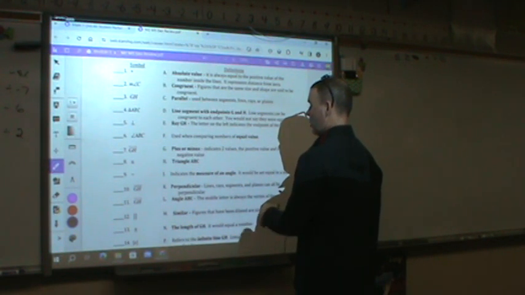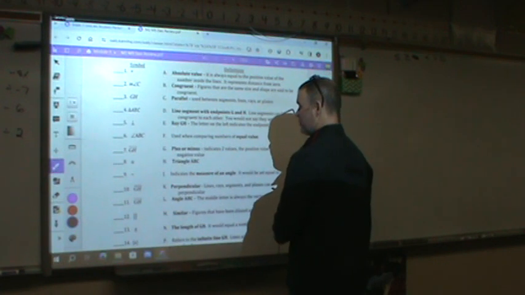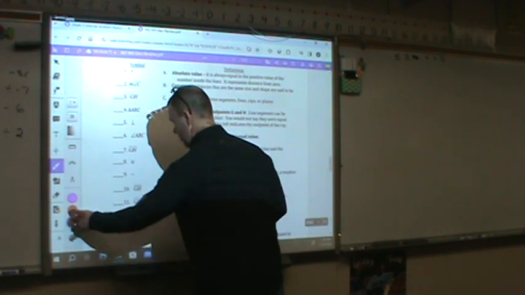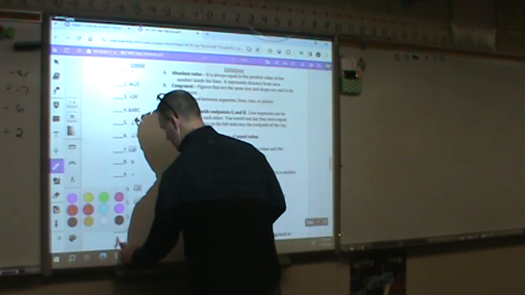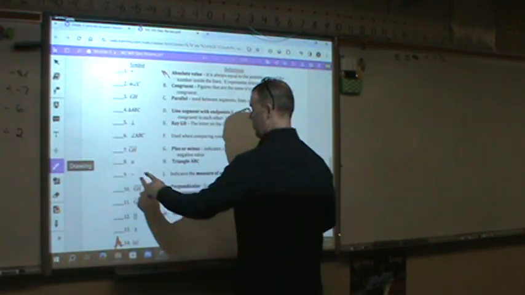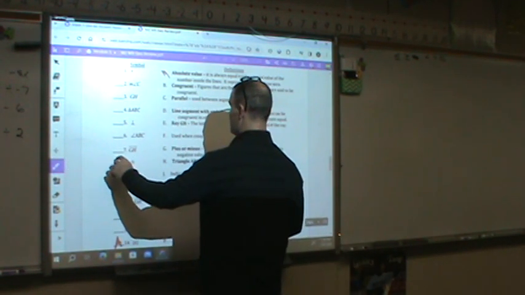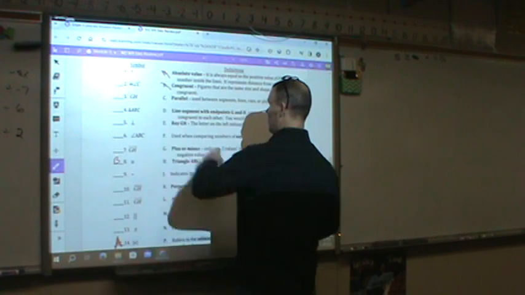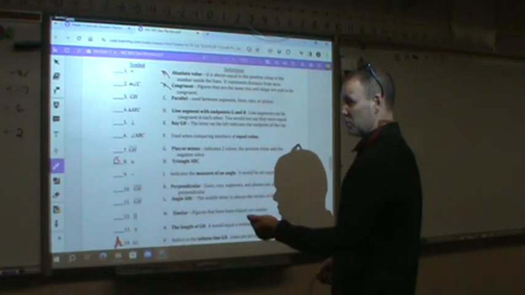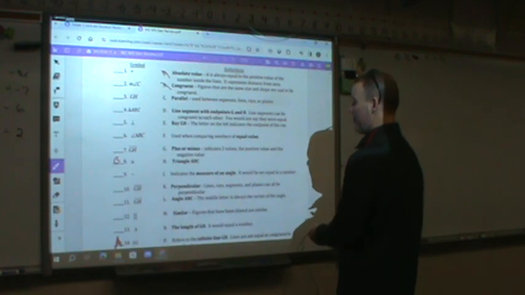So I'm just going to start. I'm assuming you've done absolute value. Okay, absolute value is going to be 14. I'll do this in a different color here so we can see that. Absolute value is 14. Congruent. Congruent is the equals with the squiggly line above it. If something's congruent, they're equal. If they're equal, they're congruent. The difference is equals uses numbers, congruence uses symbols.